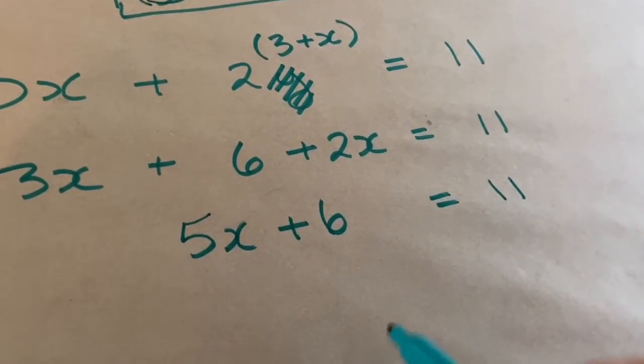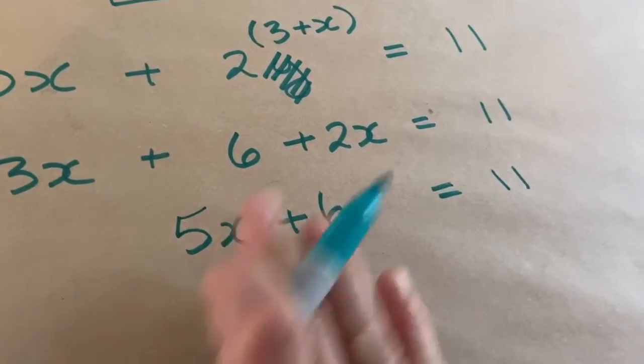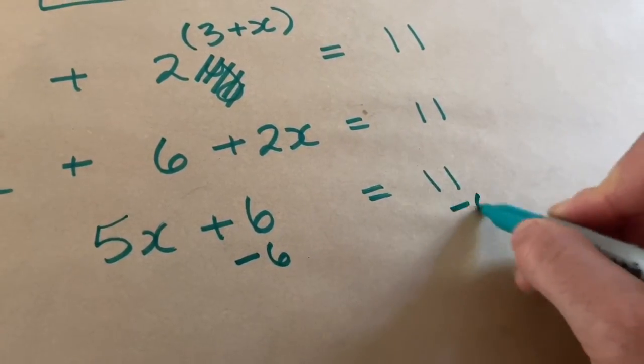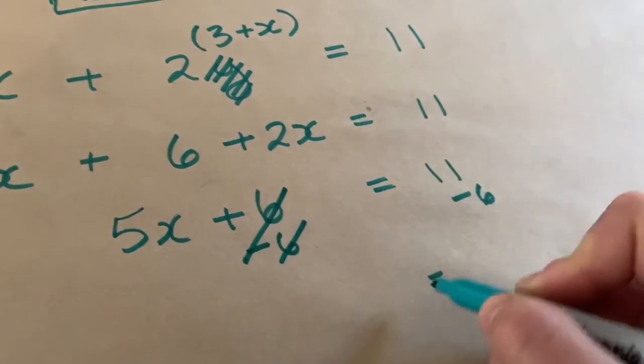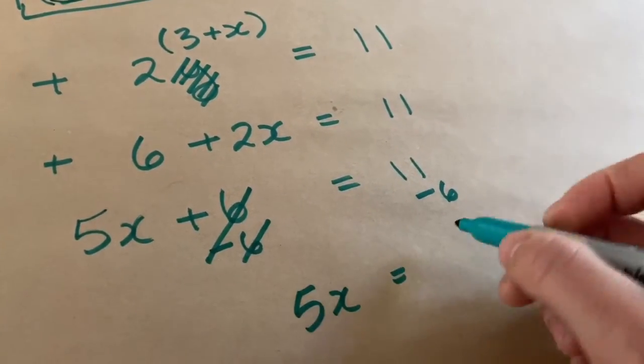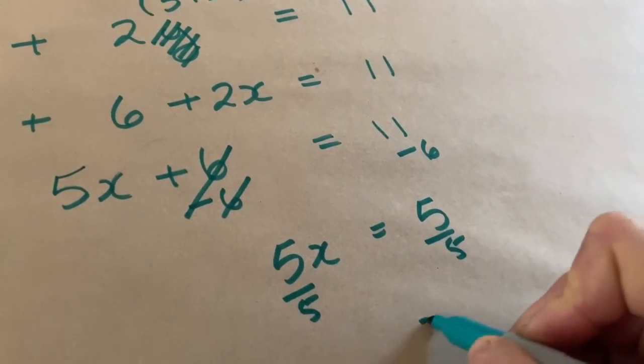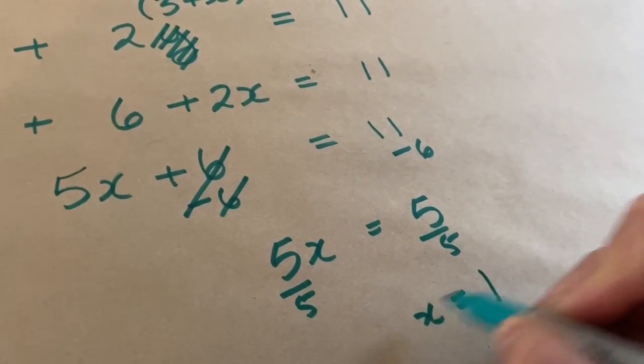And now I'm going to do algebra. I want to find the answer for x. So I want to move everything else to the other side. So I'm going to take away this 6. This will cancel out. I only have 5x here. 11 minus 6 is 5. Divide by 5. Divide by 5. X is equal to 1.